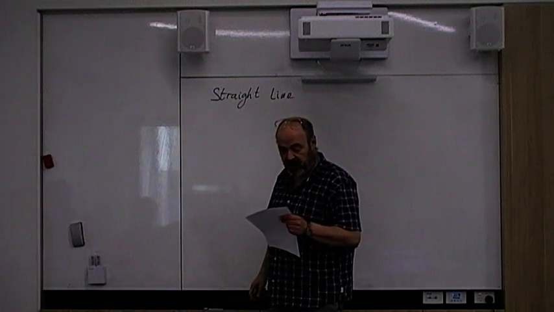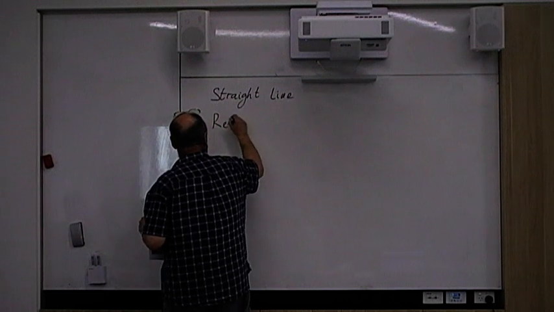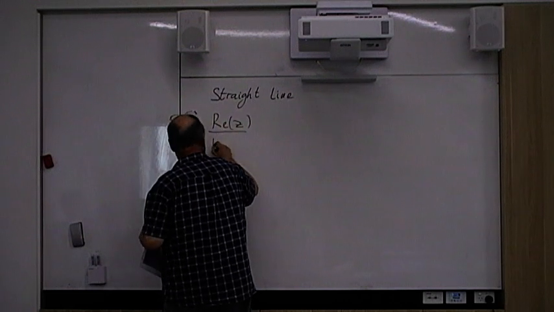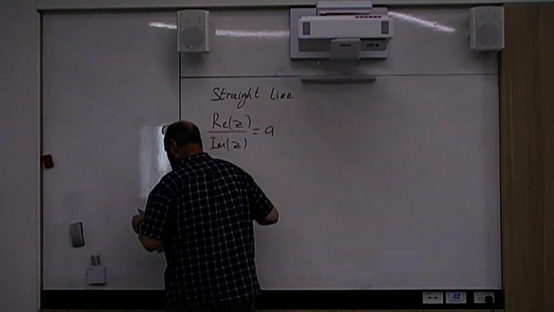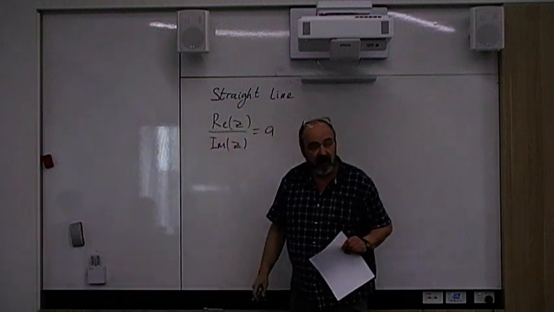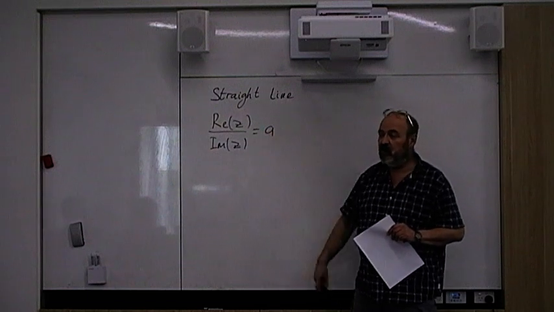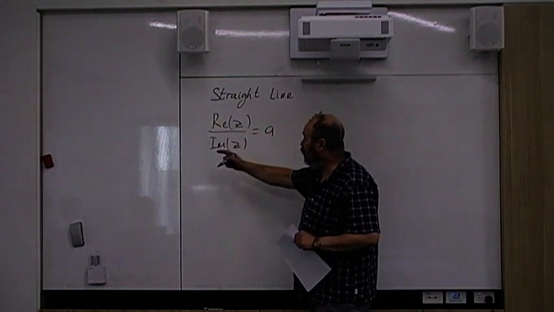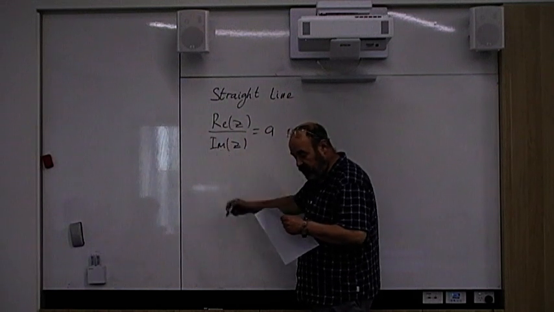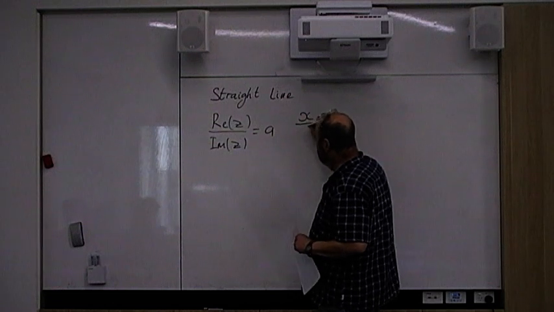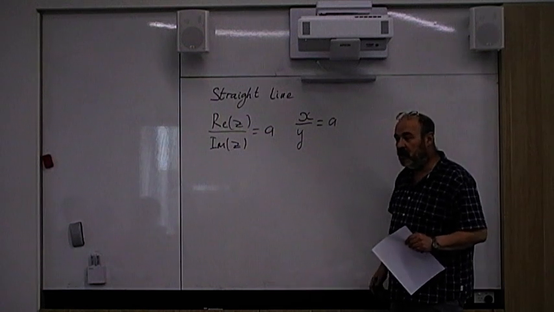On the complex plane, one way: if we have the real part of z divided by the imaginary part of z equals a, where a is a real number, that will be a straight line going through the origin. Because this is x, this is y, so we have x on y equals a.